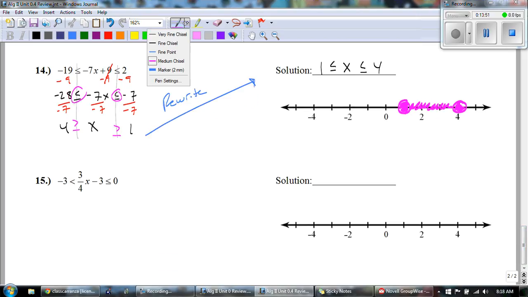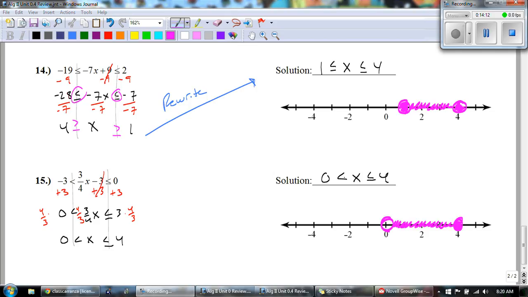Okay, number 15, last one. Why don't you guys go ahead and see if you can do it all on your own. Go ahead and pause the video, and good luck. Okay, so I had to add 3 to both sides and then multiply by the reciprocal, which is 4/3. And when we do that, we get 0 is less than x, less than or equal to 4. And there's the graph.